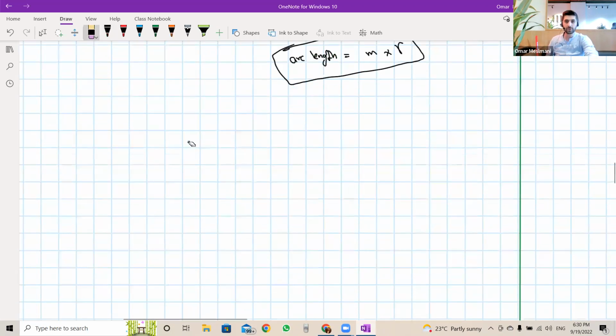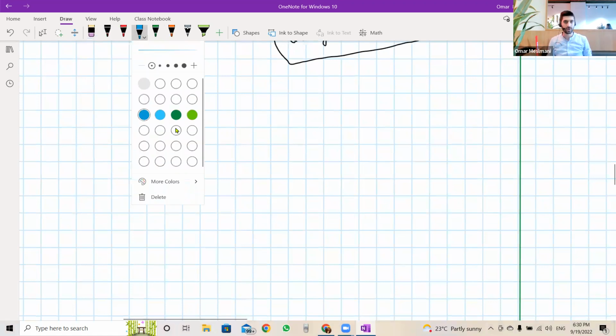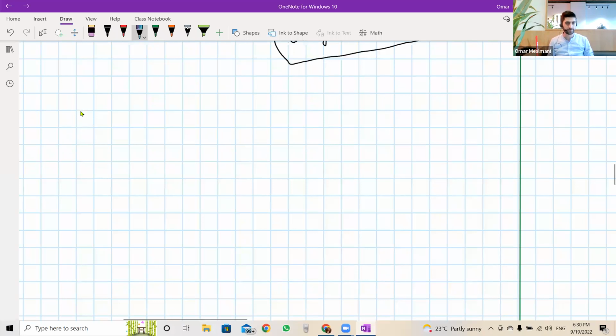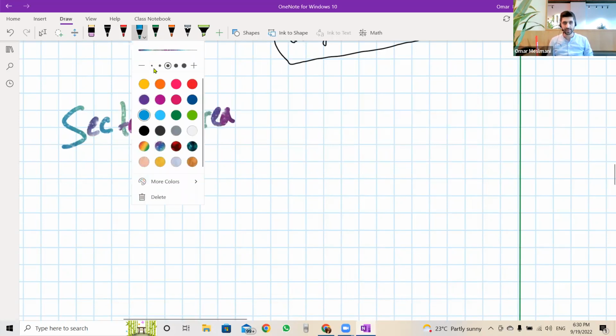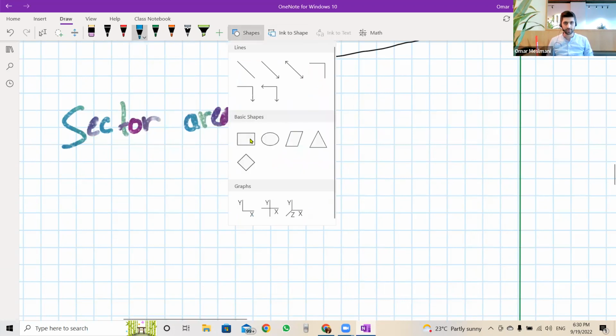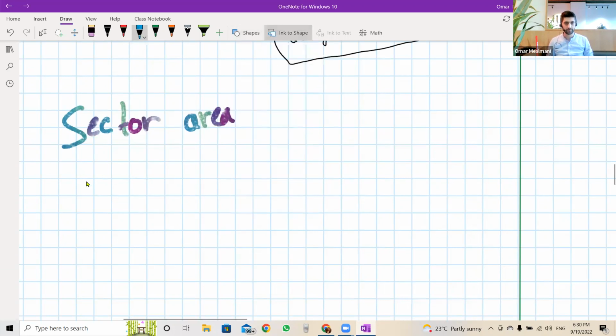Now there is also a main question they like to ask, which is to find the sector area. Calculate the sector area of any circle. Oh wait, I need a circle. Okay, nice. So what was this sector area?